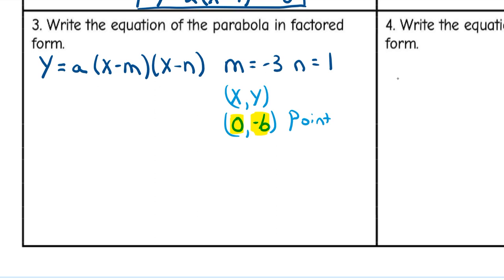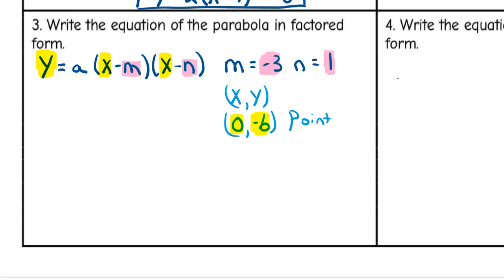So again, we're going to use x of 0 right here and here, and a y of -6, and then we're going to replace our m value with -3. And notice that I'm not highlighting the negative right there because we're going to do minus a -3 for that. And we're replacing the n with 1.